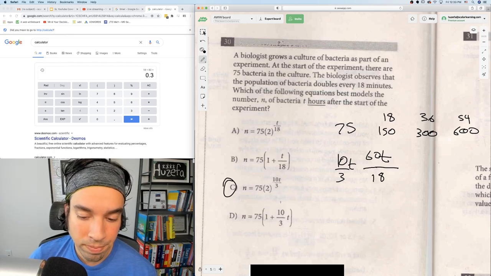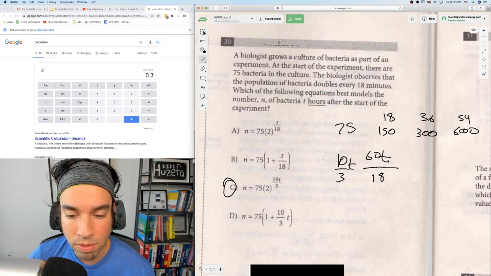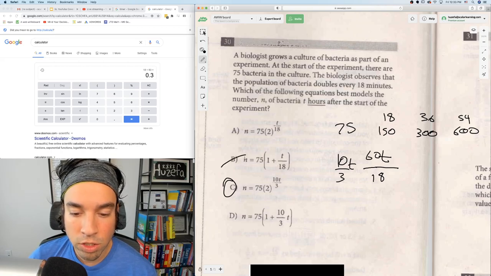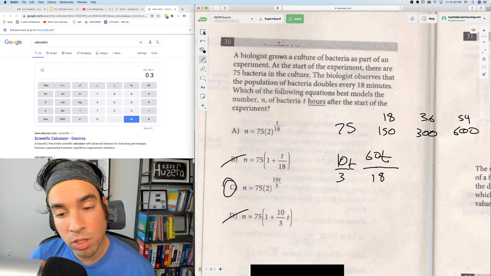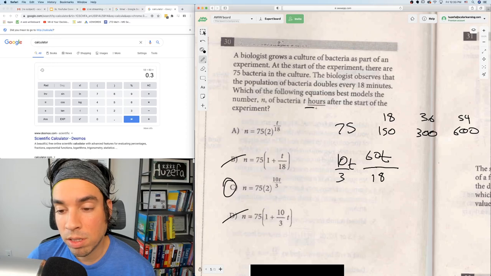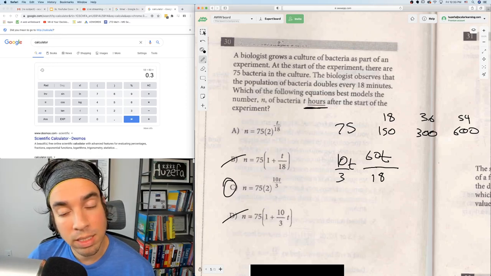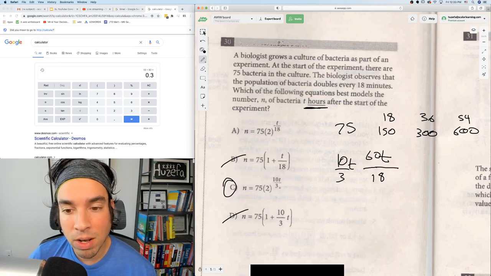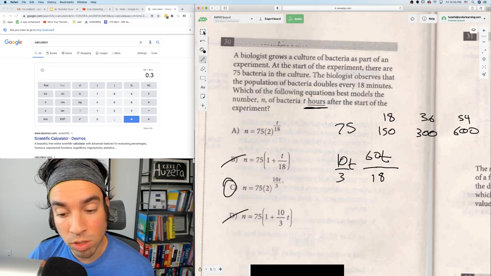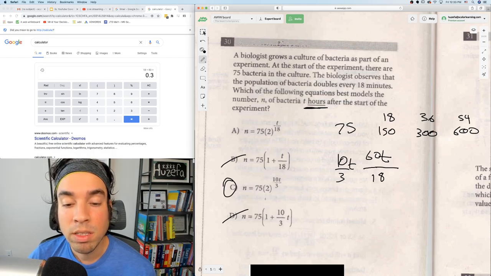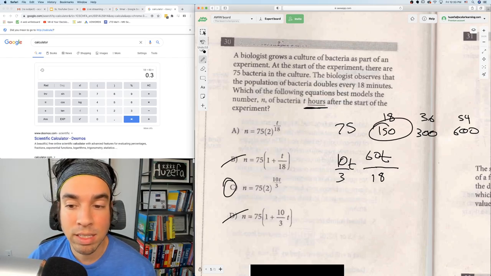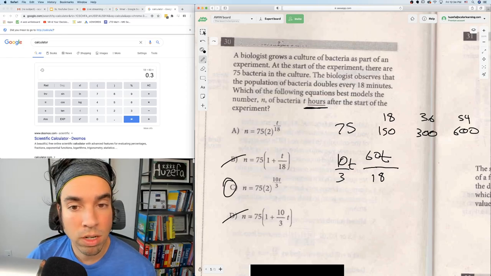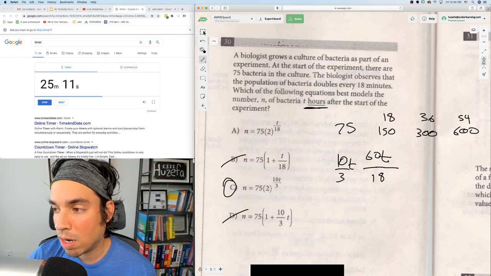But before we go to that, let's just look at all the other things. They all start with the value of 75. That's good. This one's linear, so that's ridiculous. This one's also linear. That's ridiculous. It's got to be exponential. And then why is this wrong? Well, this would be right if it was T minutes, right? Because then if I plug in 18, boom, it'd be to the first power. Plug in 36, to the second power, and so on and so forth. But we're talking about hours. So this makes more sense. 18 minutes would be 0.3 hours. Plug that in. 0.3 times 10 is 3. 3 over 3 is 1. This gives me the 150 that I'm supposed to get at 18 minutes. You see? So just got to be mindful of that conversion of the minutes to hours.